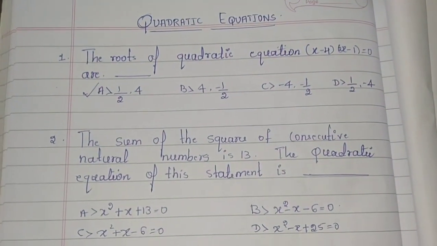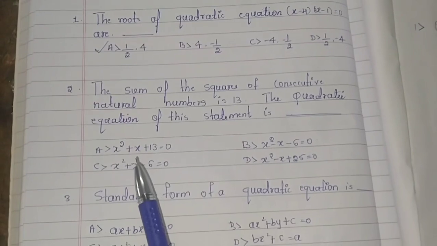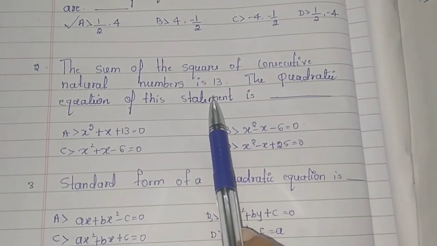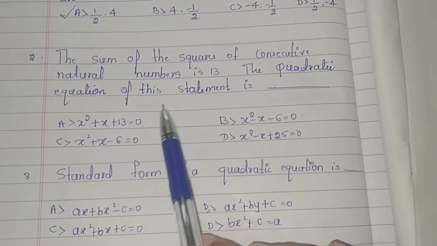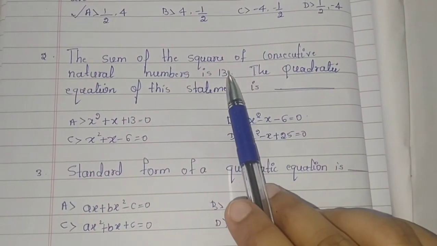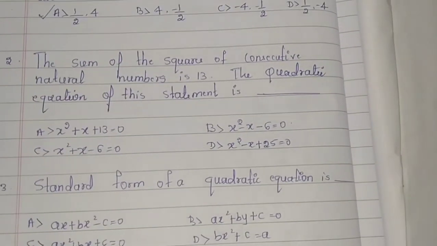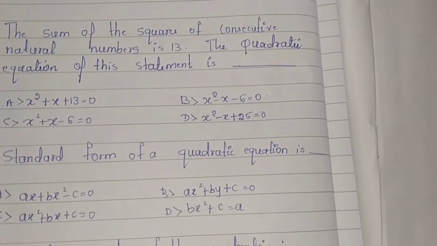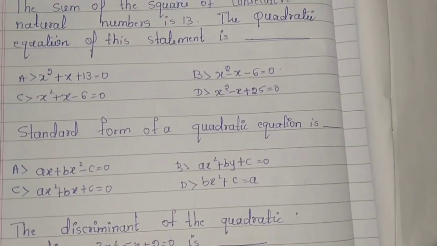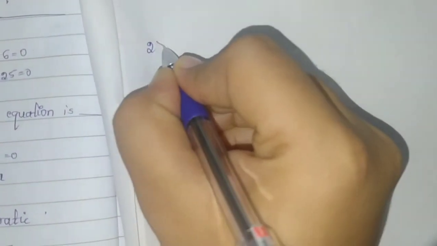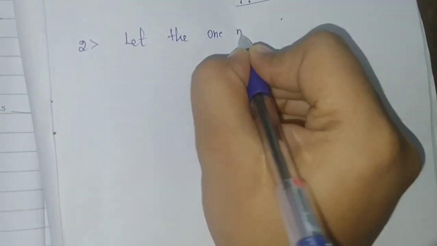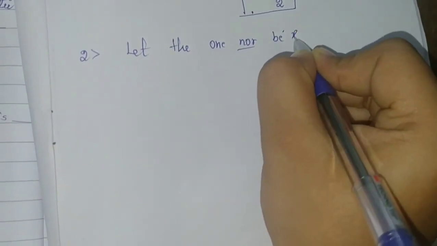Okay, so now we will see the next question, that is the sum of the squares of consecutive natural numbers is 13. The quadratic equation of this statement is, so what they have given, the sum of squares of consecutive natural numbers is 13. Okay, so what you have to do here is you have to assume one number here. Let the one number be x.